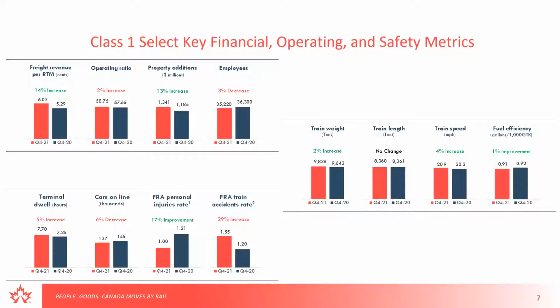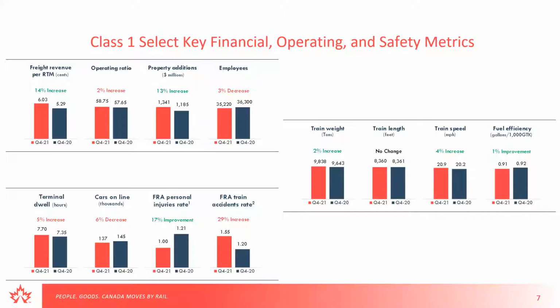Going down to the bottom left, we have some FRA-related safety metrics. And you'll notice that one of them increased significantly, the accident rate for the train rate. But just for context, there's only about 15 accidents in that data set per quarter. So just a couple accidents up or down will have large percentage swings. So wouldn't read too much into that.